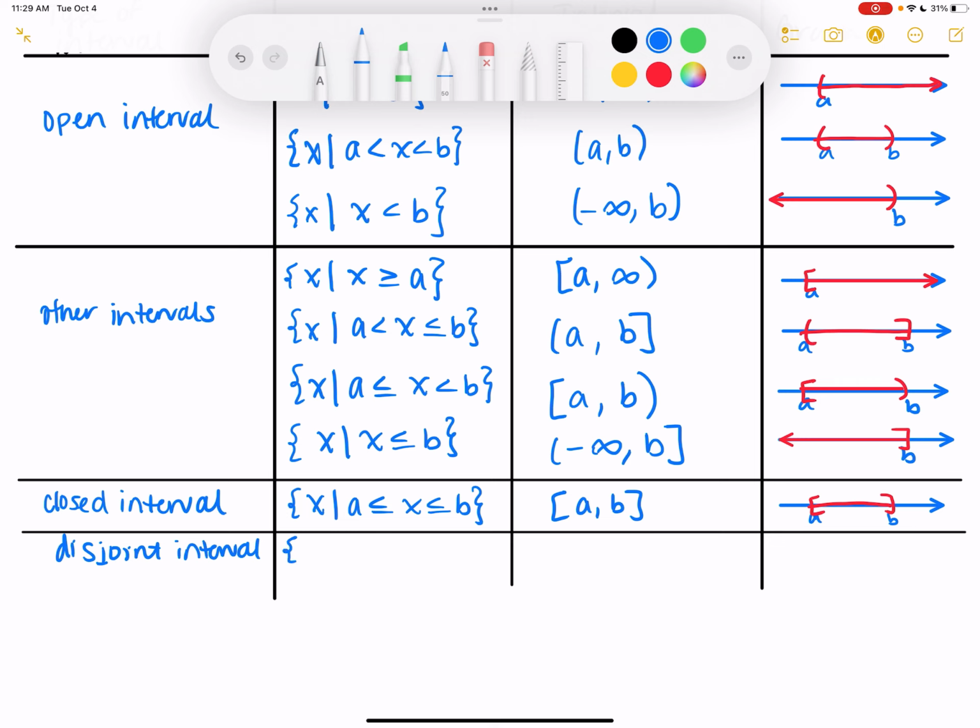All right. So the closed interval, which is a to b, everything included. Disjoint is that there's 2 separate ones. So something like x such that x is less than a or x is greater than b. That's negative infinity to a union b to infinity.